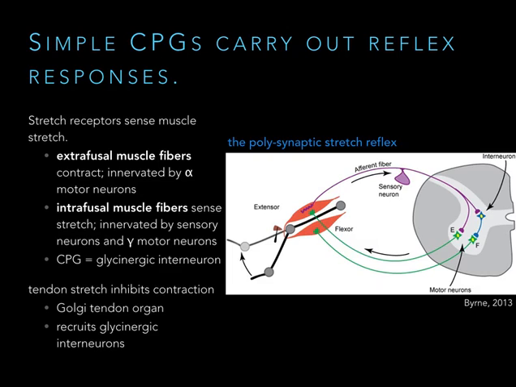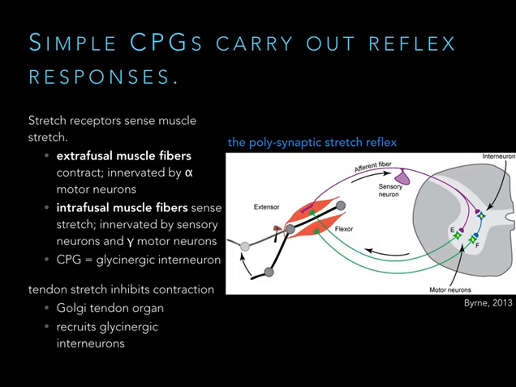But any erroneous stretch of the muscle is taken care of by this reflex. So we should keep in mind that we have two different types of muscle fibers, our extrafusal and intrafusal. Here we're just talking about the movement of our extrafusal fibers. But the intrafusal muscle fibers are also very important because they're going to be innervated by the sensory neurons. So this is where we sense our stretch.